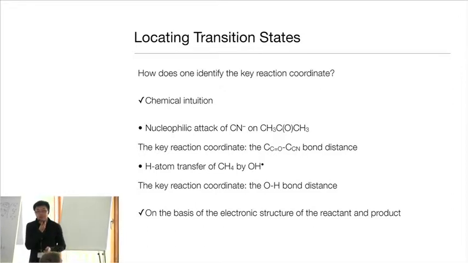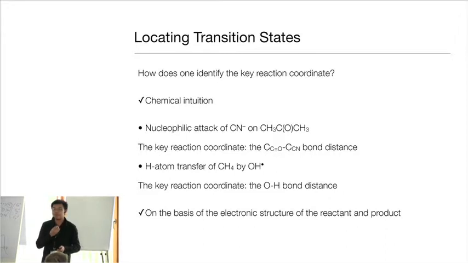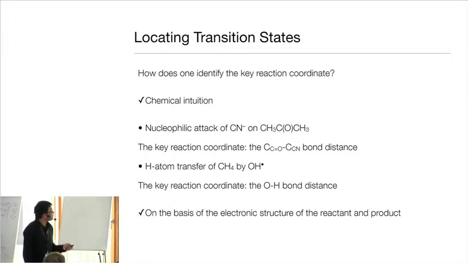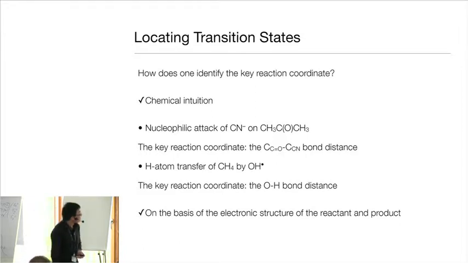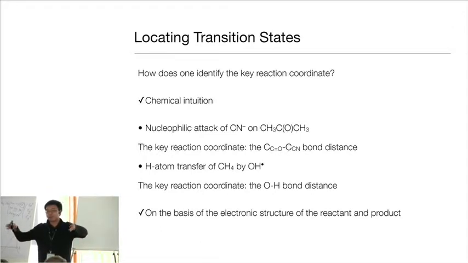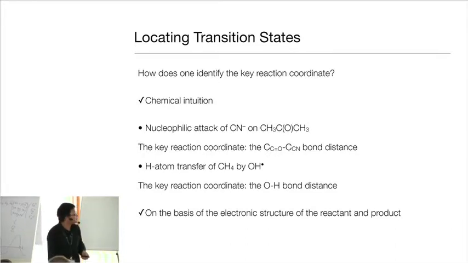The first question I want to talk with you about is how one can identify this reaction coordinate. As I mentioned, most of the time we just guess and speculate, using our chemical intuition. The first example I will discuss today is the nucleophilic attack of the anion on this carbonyl compound. The product forms a C-C bond, so you can scan the C-C bond distance. You put the two molecules at, for example, three angstrom, and then scan the C-C distance, maybe changing it by one angstrom at each step.